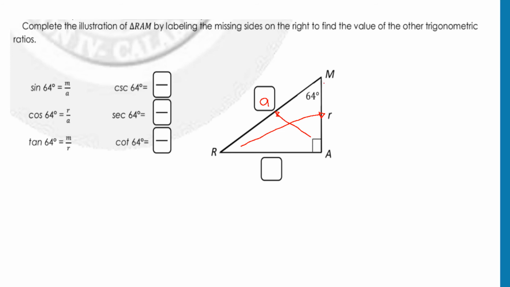Ibig sabihin, opposite this angle, M, ano isusulat ko? Opposite this angle, ay yung lowercase na m. So, hindi pwedeng malaking letter ang gagamitin natin, ha? Kaya pag sinabing side, dapat small letter. Pag sinabing angle, capital letter. Gets natin? Ayos.